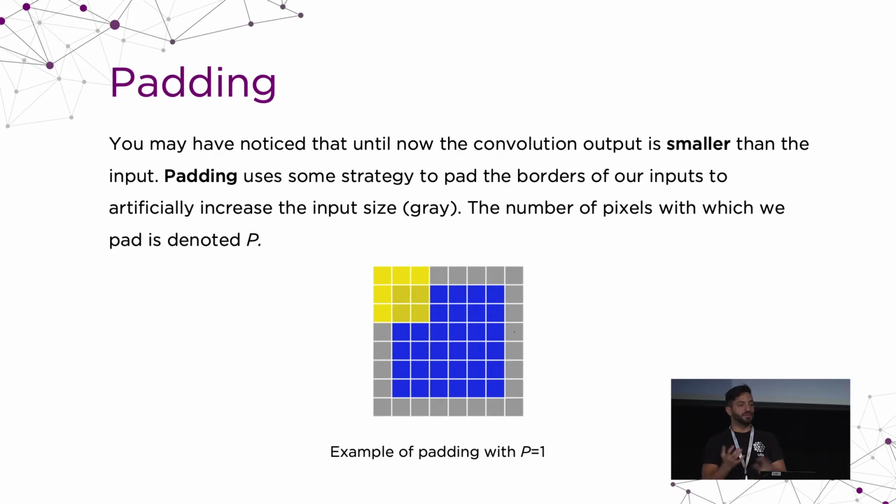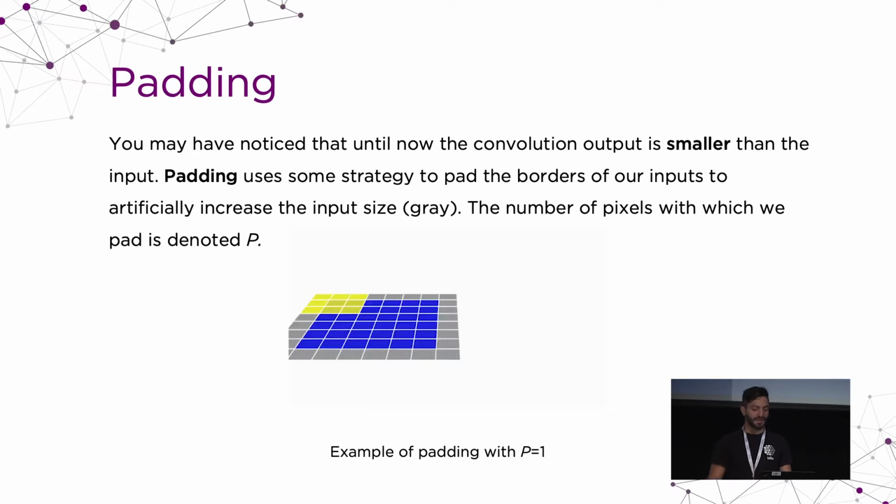You may have noticed up until now that the output is getting smaller than the input. That's not always practical. So there's a trick that we can use, and that's often used in literature, which is called padding. Padding uses some kind of strategy to pad the borders such that your input is now artificially larger, and even though your output is smaller than your input, with respect to your original input, it might be a different size. The number of pixels that we use to pad is denoted as p, and we're going to look at some different padding strategies.